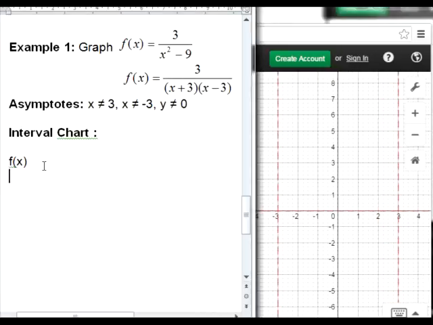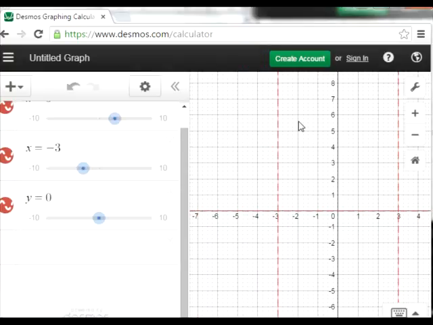Okay, so under f of x, what I'm going to list is every factored part of my graph. So I'm going to write down a 3 here, and x plus 3, x minus 3, and overall, and a test point. In the next column, I'm going to label my graphs based on the different breaks.